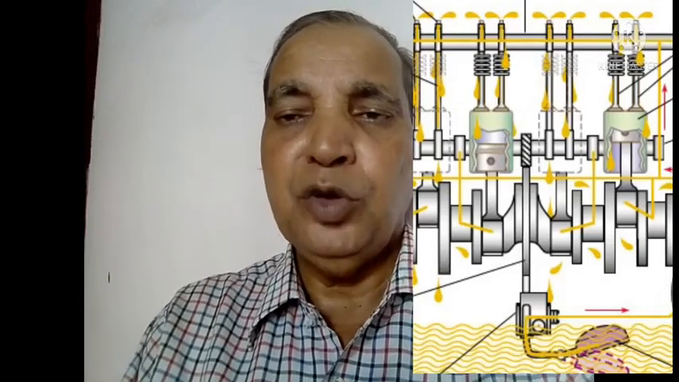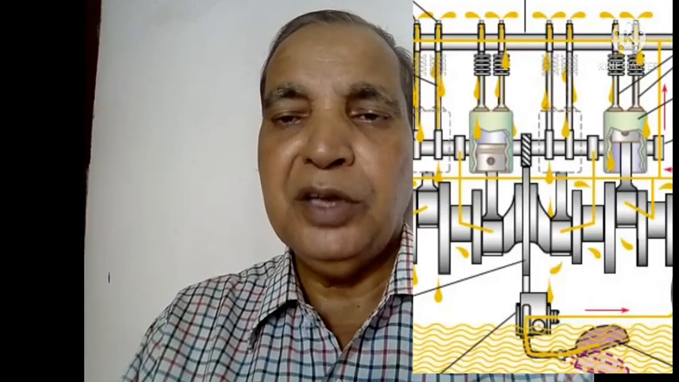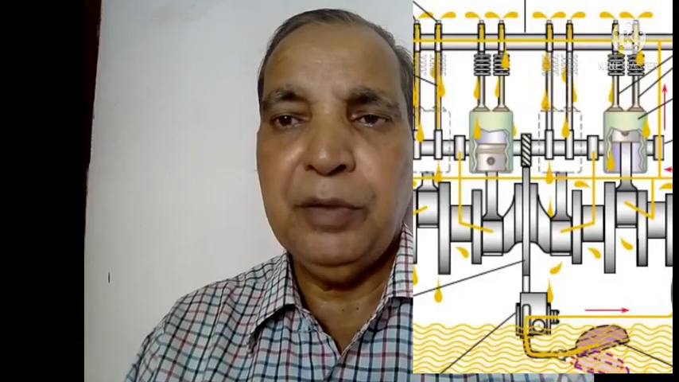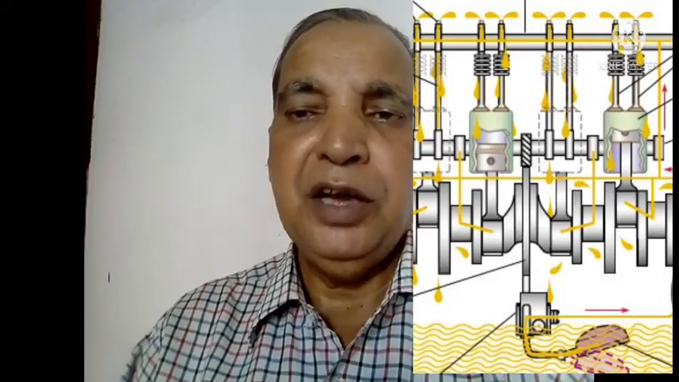From the main oil gallery there is drilling for the main journal, and from the main journal to the big end side, where the lube oil passes through the internal drilling from the main journal to the big end. It is already made at casting. When the crank is cast, this drilling is already marked in the casting, and after that it is finished on the machine.